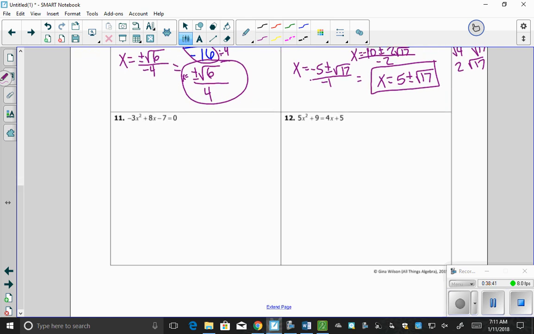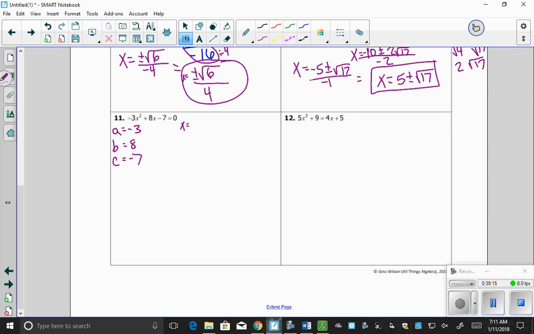Number 11. This problem's already set up in the order that you want it. You have your x squared plus your x plus your constant number. So here, all I have to do now is label my ABCs. So A is negative 3, B is positive 8, C is negative 7. Plug it into your formula.